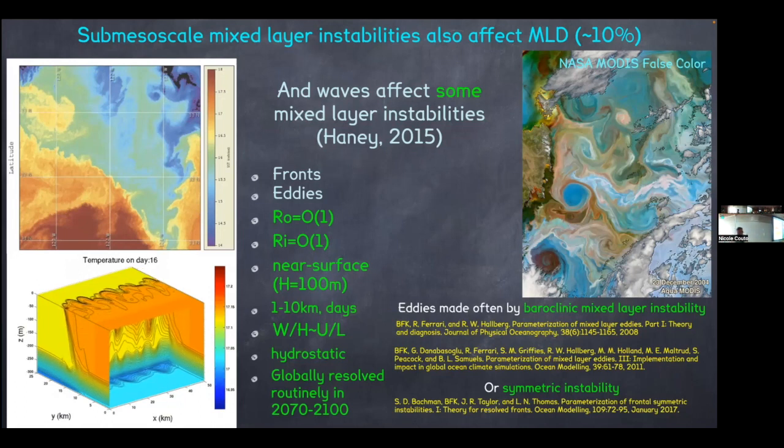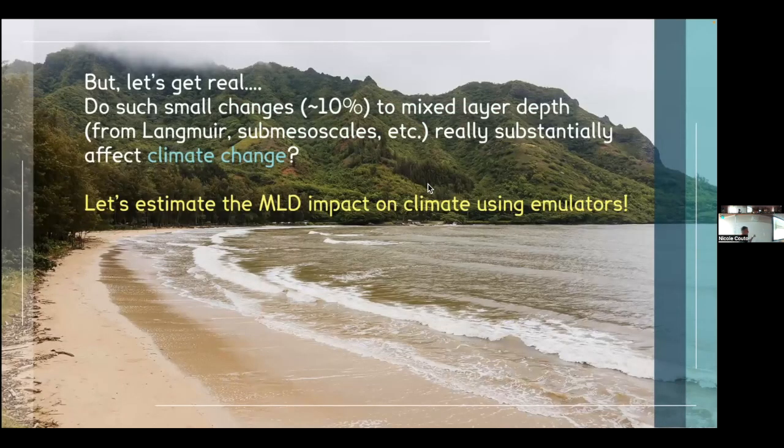And we're not going to resolve these for a long time. We've got to figure out how to get these pieces together. Climate change will already be well underway by 2100. We can't hang around and wait until we resolve them. Okay, so let's get real. Such small changes, about 10% to the mixed layer depth from Langmuir, submesoscales, et cetera, do they really do anything to climate change? Are we just navel gazing and thinking about dynamics that are cool? Yes, we are. But also, we think we're improving climate models. So let's see if we can figure out how to estimate how much.